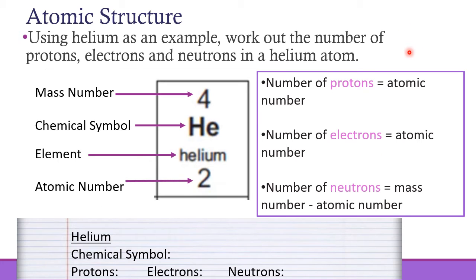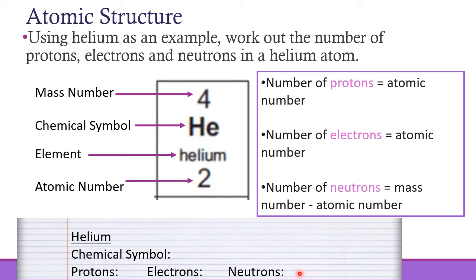Okay, now although we've just gone through how to work out the proton, electron and neutron number of helium, I want to give you a little chance to give it a go yourself. So this is how I want you to set it out in your books. I want you to put the heading helium, and then write the chemical symbol, which you'll find here. And then I want you to write protons, electrons and neutrons, and write the correct number next to each of the particles.